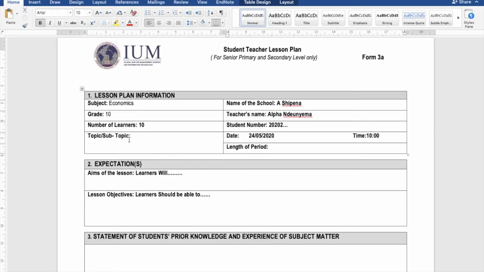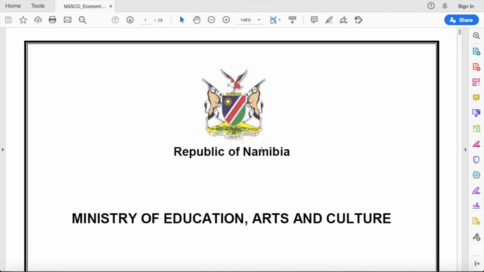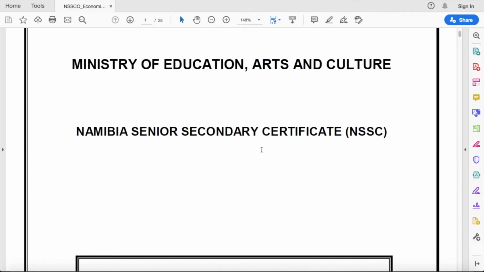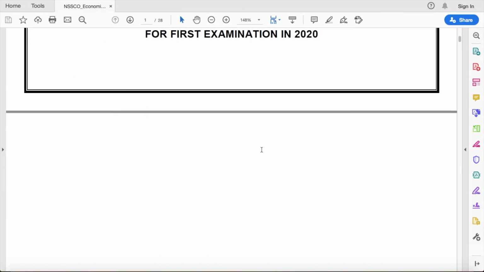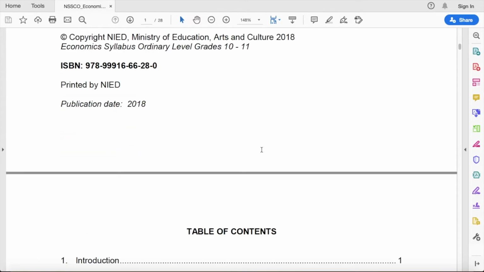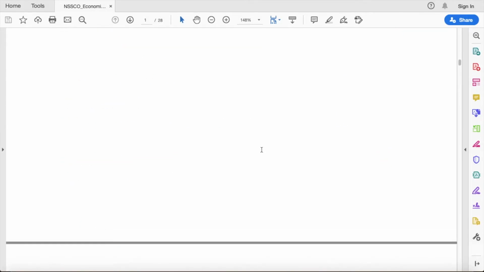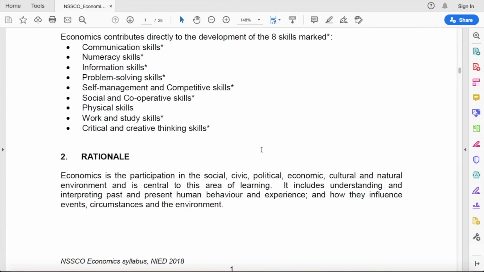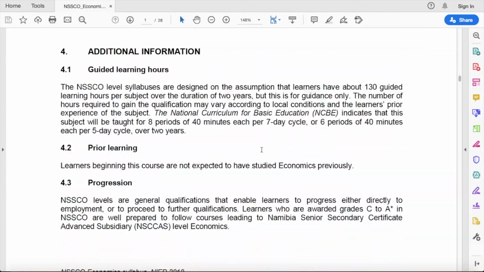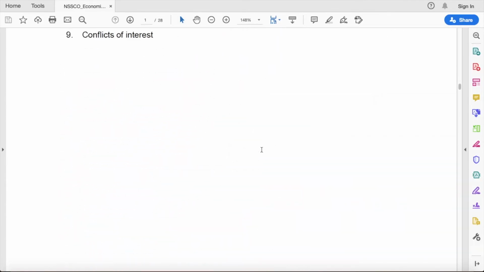Then this part is the most important part: the topics. Where do you get the topic? Now we come back to our syllabus, the one I used last time when interpreting it. Let's say it's your first or second lesson. You have to use your syllabus to look for that topic, and make sure the topics follow each other the way they are listed in your syllabus.